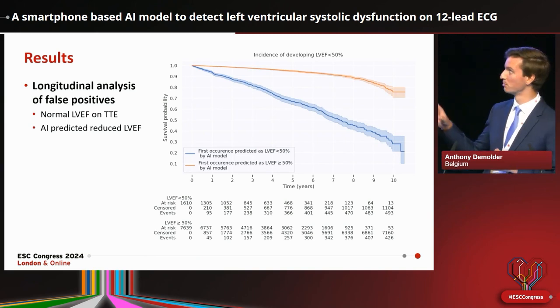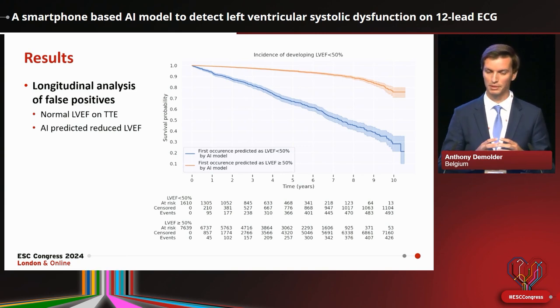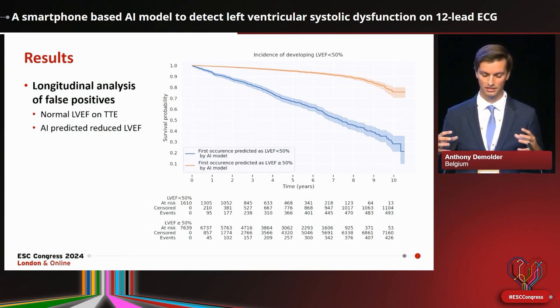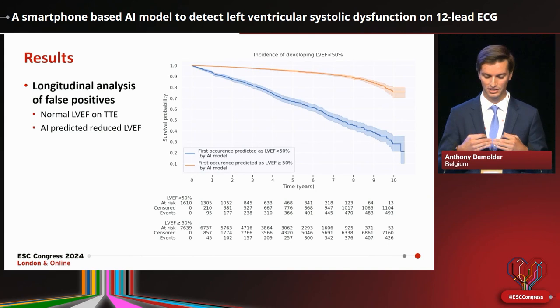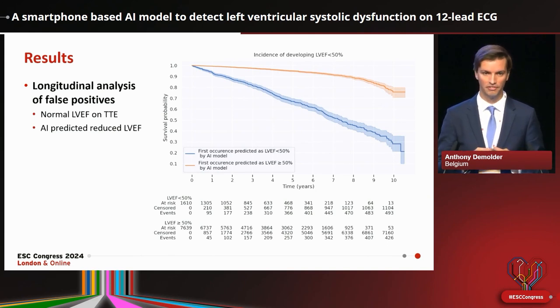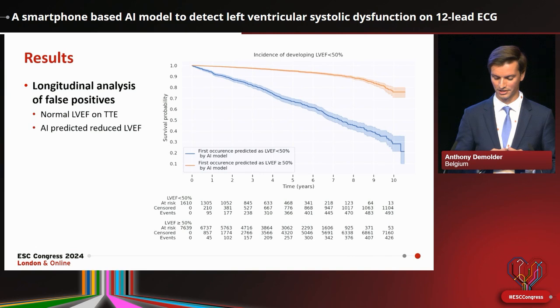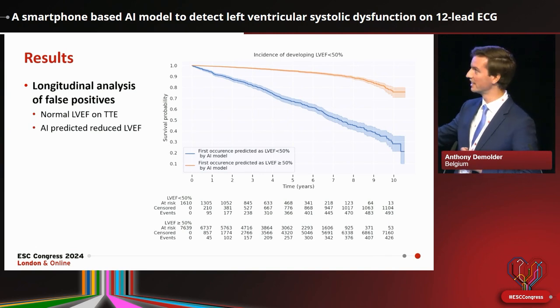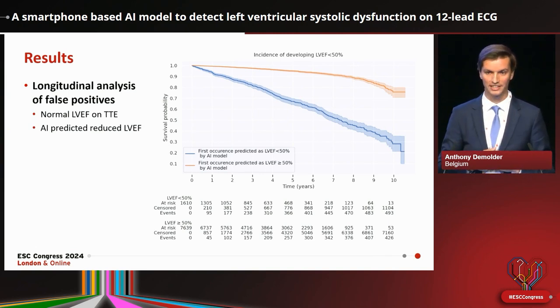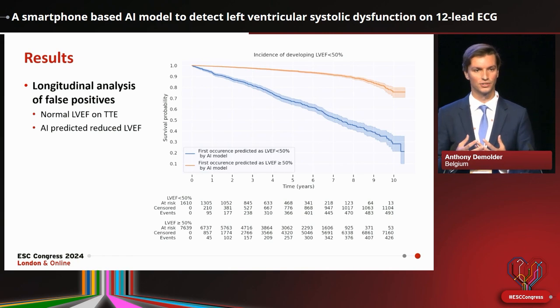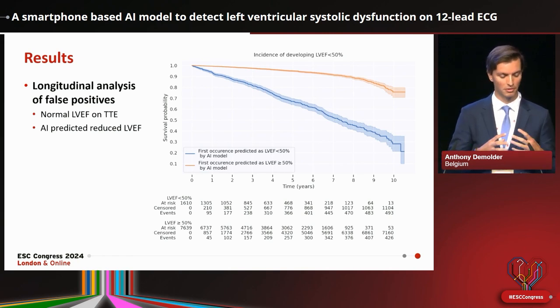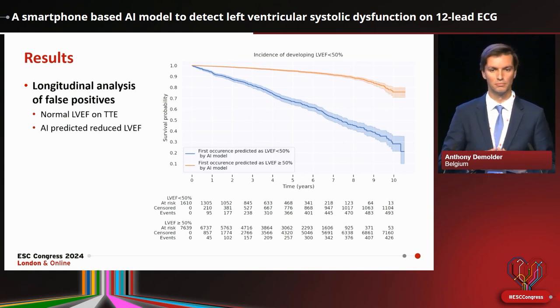We see the false positives in blue, and if we follow them up over a time period of 10 years, we notice that these patients have a significantly higher tendency of developing reduced left ventricular ejection fraction. Even so, after 10 years, we see that almost 70% of these patients have developed reduced ejection fraction over time. And this is something that's very interesting because it highlights also a new background to the term of a false positive. What is a false positive? The AI might be detecting earlier stages of reduced left ventricular ejection fraction.